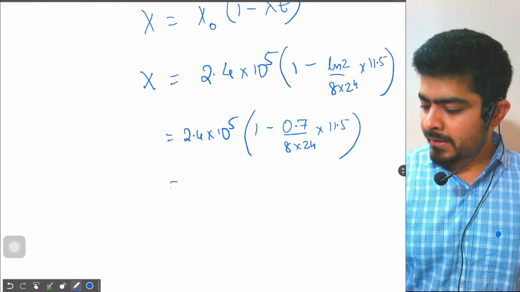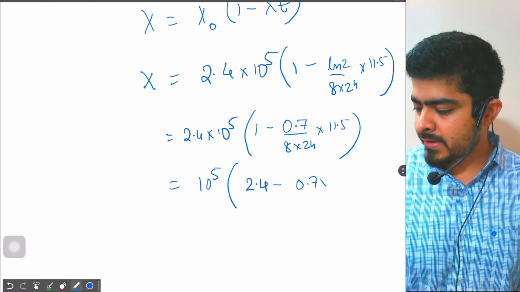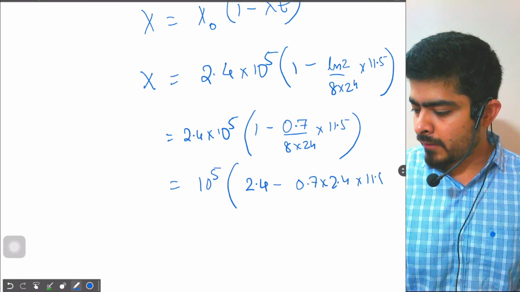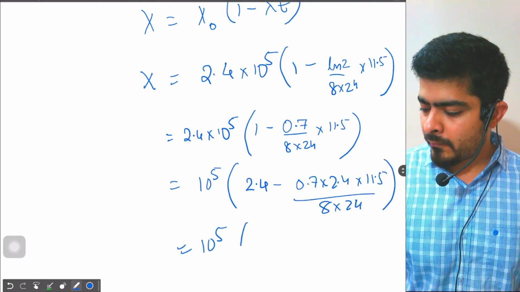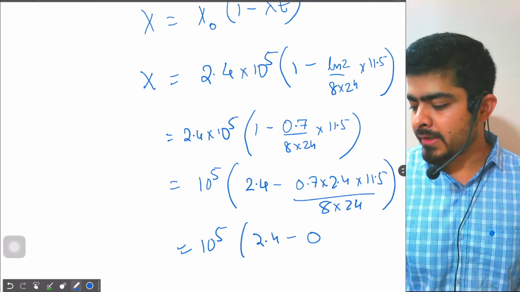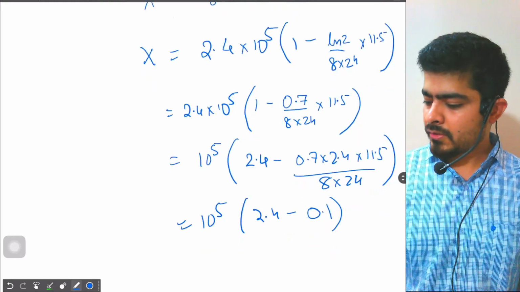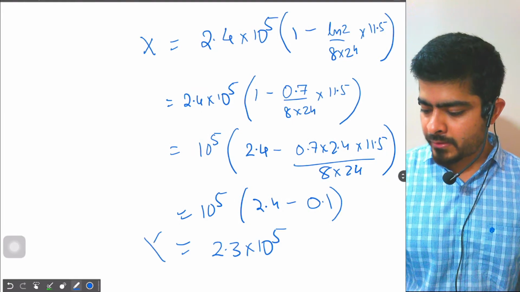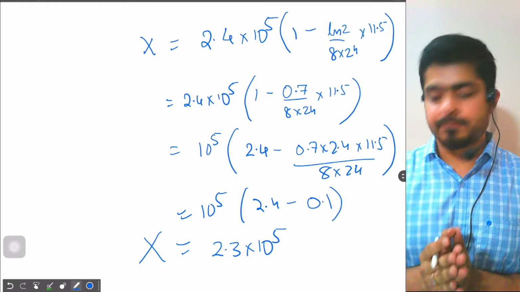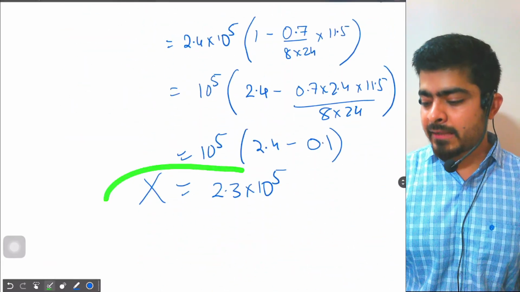Now to simplify the calculation, you could take 2.4 inside. So 2.4 minus 0.7 into 2.4 into 11.5 divided by 8 times 24. So you'll get this to be equal to 10 power 5 times 2.4 minus 0.1. So you'll get this to be equal to 2.3 times 10 to the power 5. This is the activity of the whole blood at time 11.5 hours.